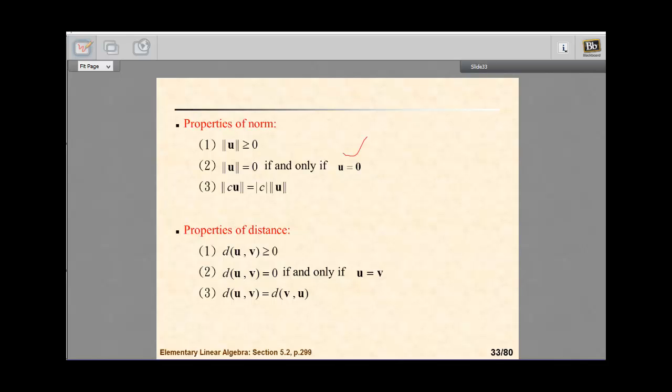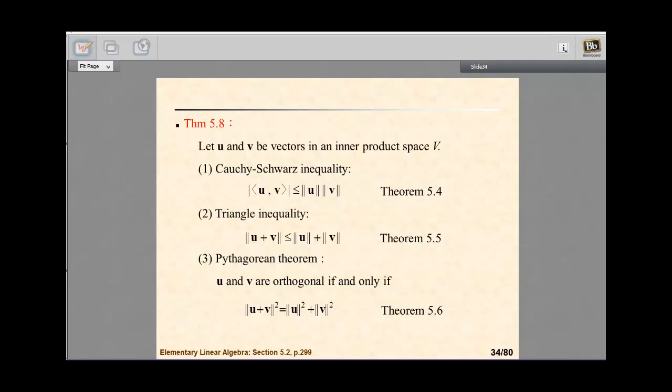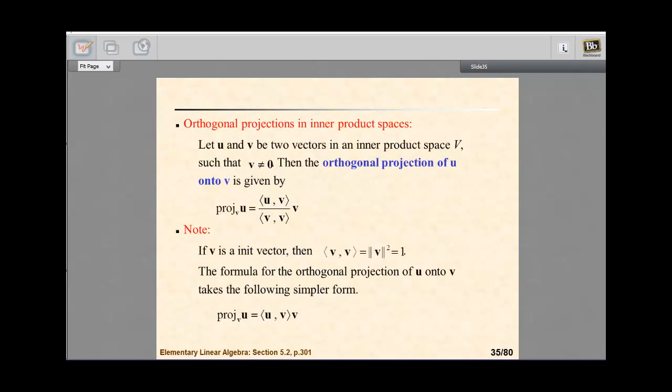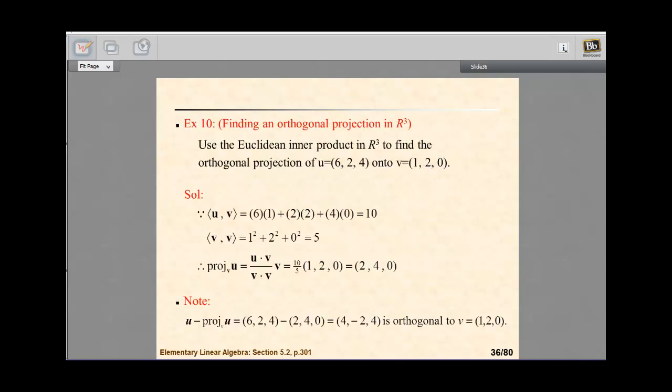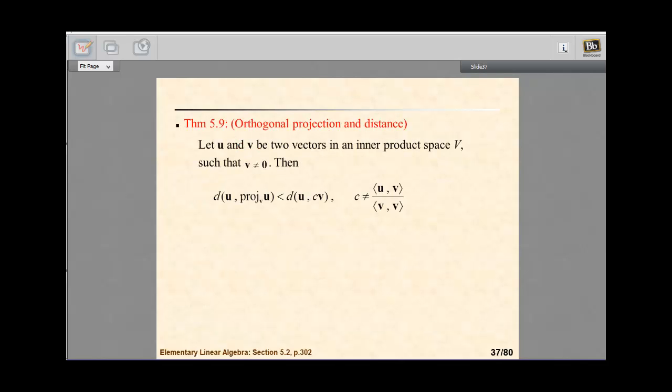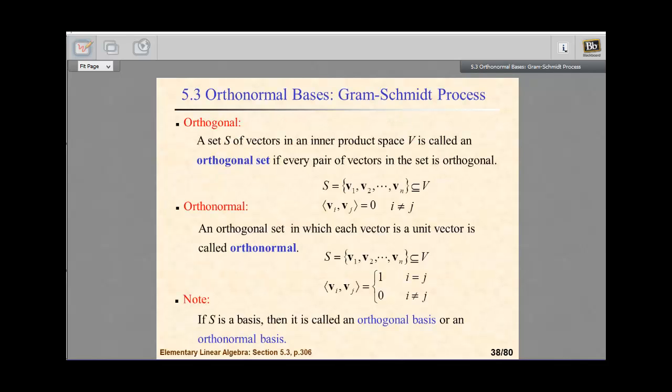Properties of norm, we know all these things from earlier. Find the orthogonal projection, and you will see these examples. The Gram-Schmidt process is not in your syllabus this time, so I will skip this.